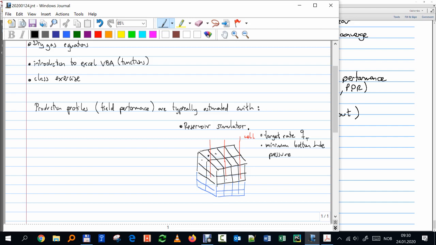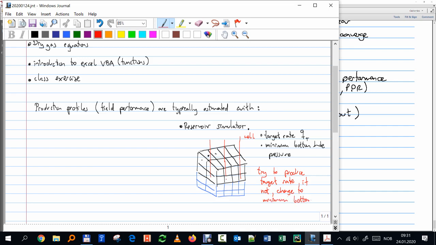So the simulator first will try to produce that rate. Actually, we will see it operates slightly different, but if I cannot produce that rate, I switch to this minimum bottom hole pressure. I operate at a constant bottom hole pressure. But the simulator will try first to produce this target rate, and if I can produce it, it's fine. But if not, then change to minimum pressure.